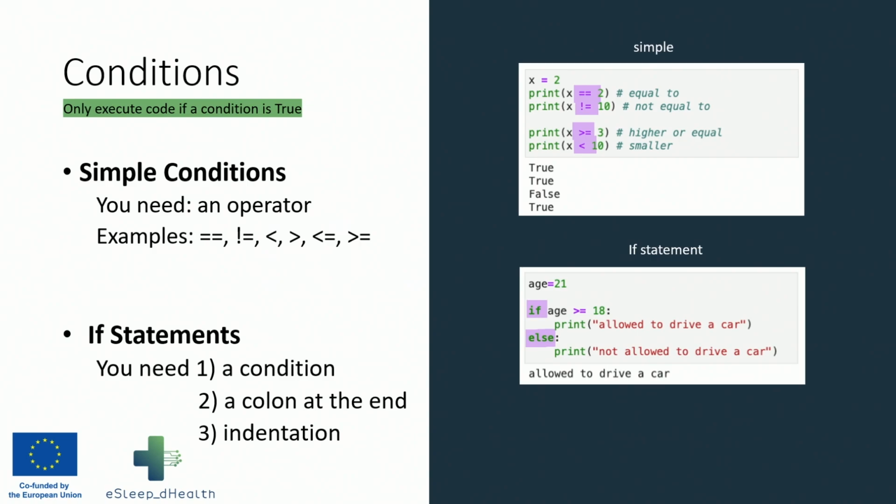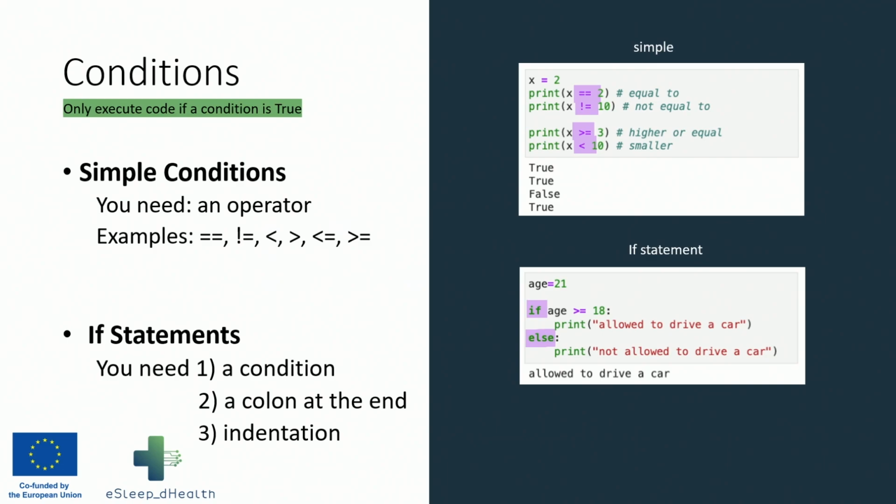And if statements are used to execute code only if the condition is true. So this way we can structure a code and define what we want to execute and what we don't want to execute. And here's a very simple example on how we could use an if statement. This if statement is used to output whether a person is allowed to drive a car or not. We first define a variable called age, and in this example, this age is 21.